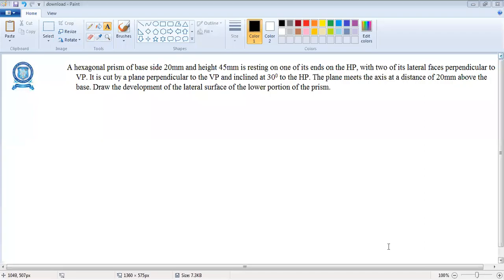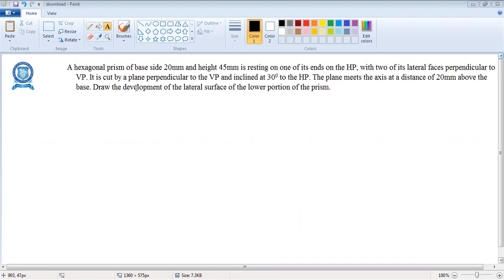Hello students. Today we are going to see about the development of surface. Here's a question. A hexagonal prism of base side 20 mm, height 45 mm is resting on one of its end on HP.